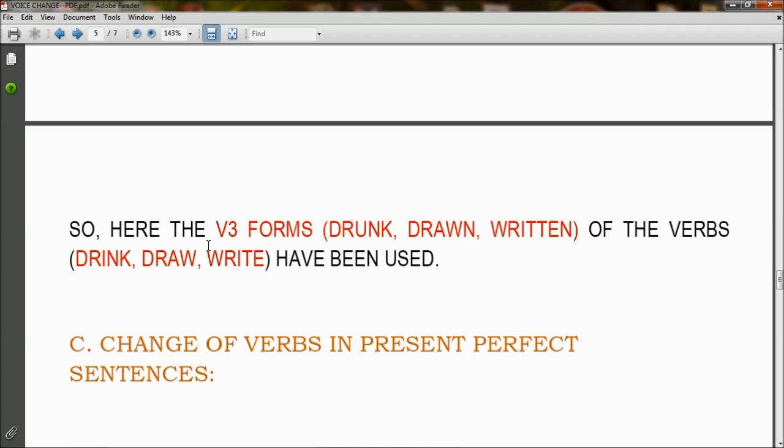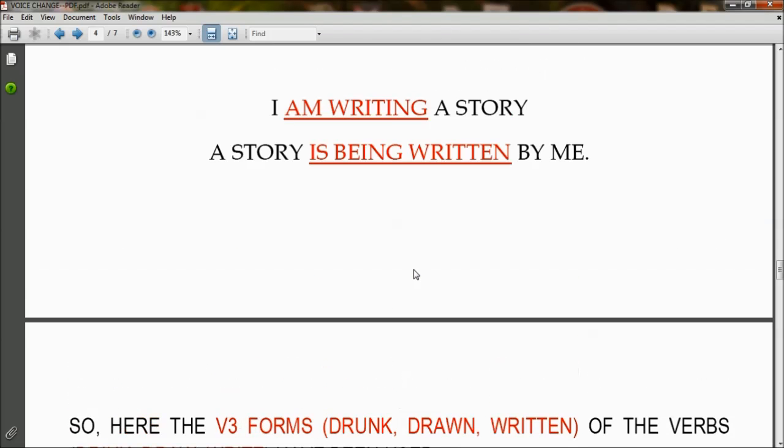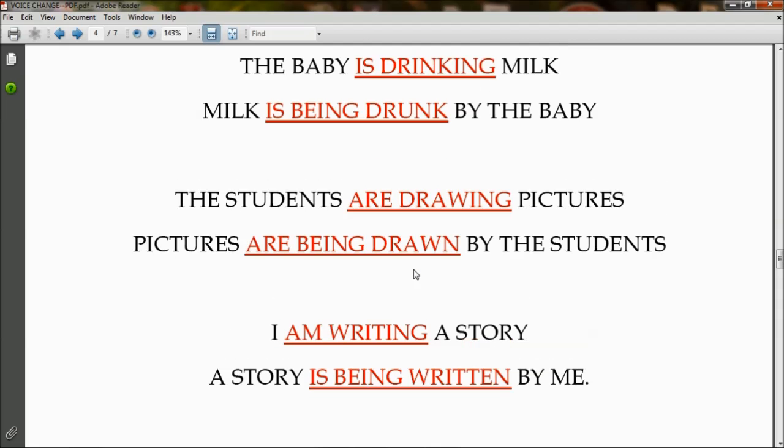So here the V3 forms, that is drunk, drawn and written, of the verbs drink, draw and write have been used. You can say it again. The drunk is the V3 form of drinking, drawn is the V3 form of drawing, and written is the V3 form of writing.